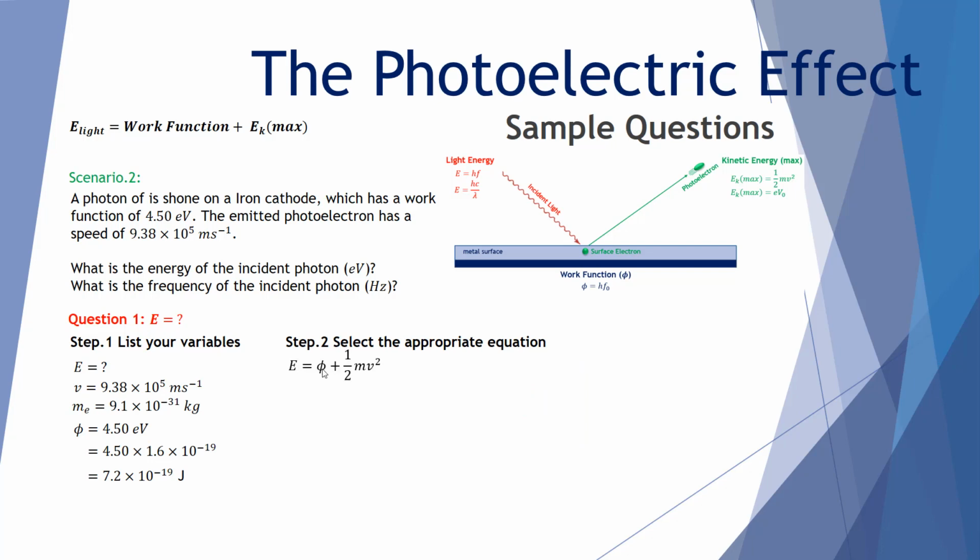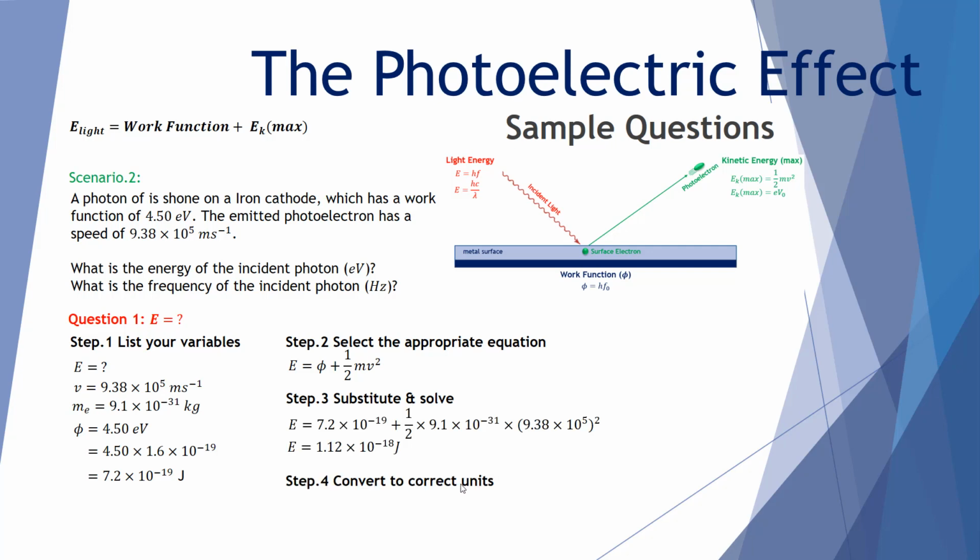So it's going to be equal to the work function plus the maximum kinetic energy. The work function in joules was 7.2 by 10 to the negative 19, and the kinetic energy is half the mass of an electron multiplied by its speed squared. We do all that work and we end up with the energy of the photon was 1.12 by 10 to the negative 18 joules.